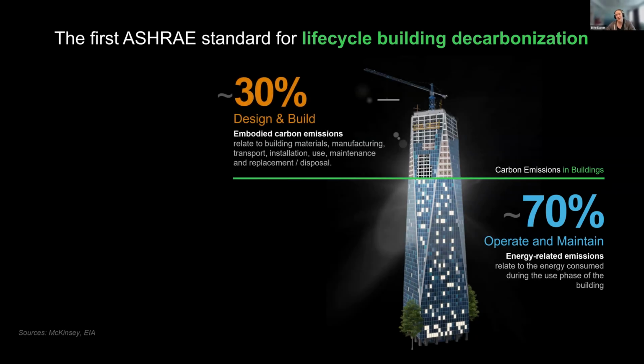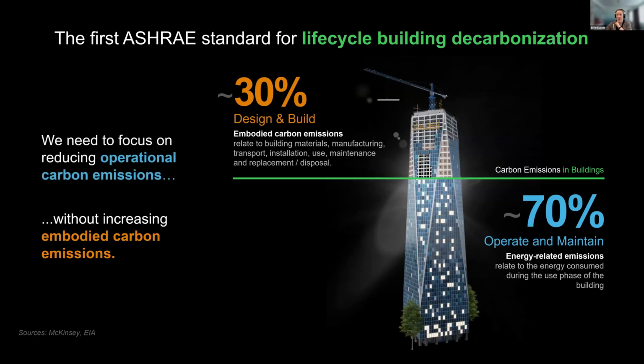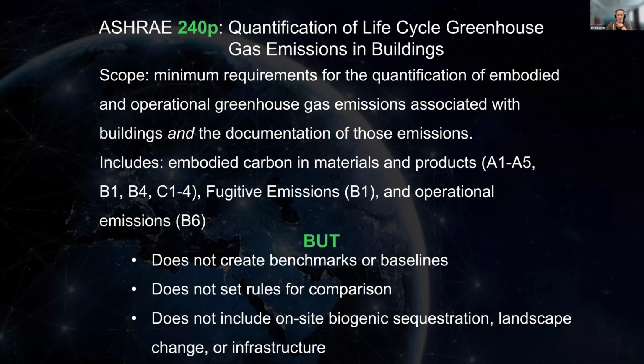At CLF, as you know, there's a huge bunch of other emissions associated with buildings as well. So we need to start talking about those, evaluating those, and thinking about those when we're thinking about our buildings and the way that they're being built. So how do we focus on reducing operational carbon emissions without increasing the embodied carbon emissions proportionately, so that we can reduce overall global carbon? That is the purpose of 240p.